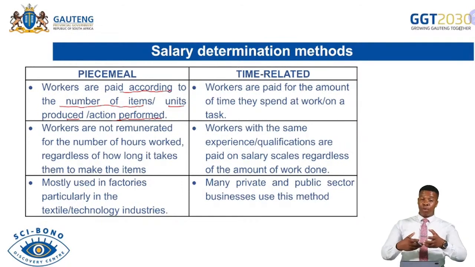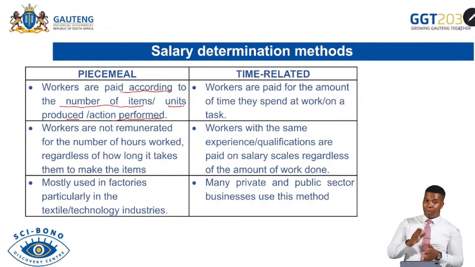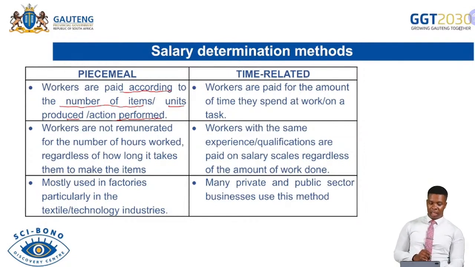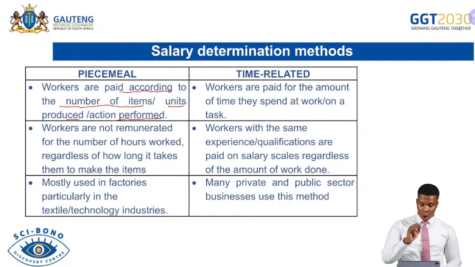So it means if they produce maybe 20 Gatsbys or 20 burgers or 20 bunny chows, we would say 20 multiplied by 10. So here with piecemeal, a salary is determined according to the action performed by the worker, the units produced by the worker, and that is piecemeal. But with time related, workers are paid for the amount of time they've spent at work or on a task. So here, the time is the one that will determine the salary that has to be paid.